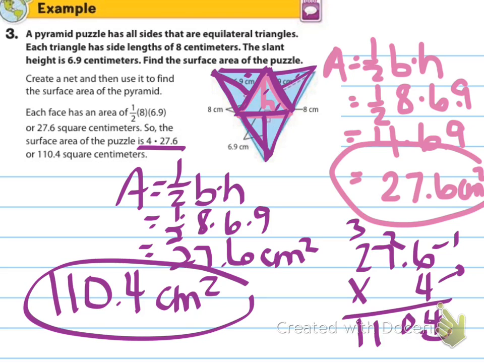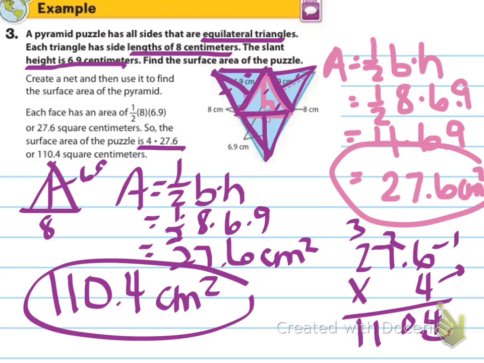And they say it right here. The story says that the pyramid puzzle has all sides that are equilateral triangles. And so all of the sides are equilateral triangles, if I paid attention. And then it says that the side lengths are 8 centimeters and that the slant height is 6.9. So in case they ever give that information to you, you'll have to know that it means here's the triangle, the base is 8, and the height is 6.9, and that all sides are the same.